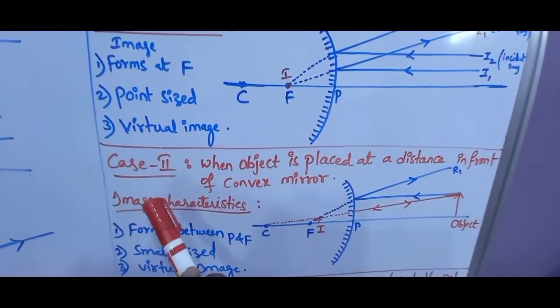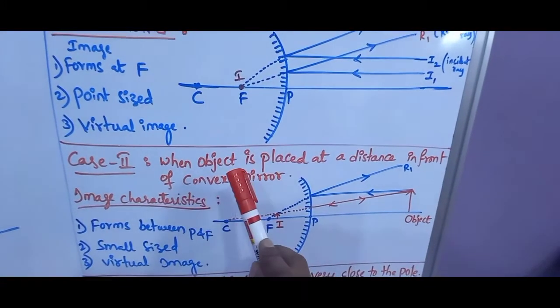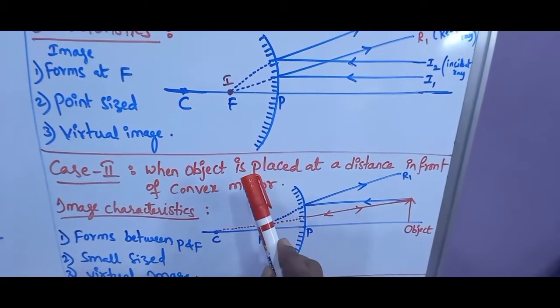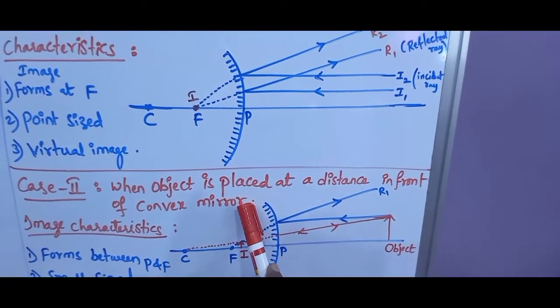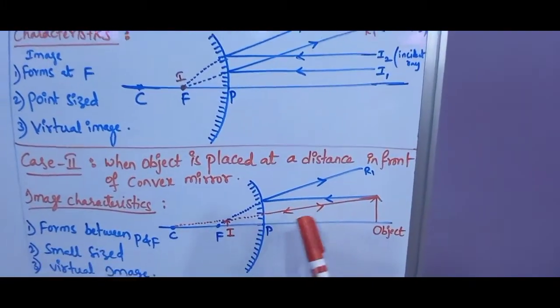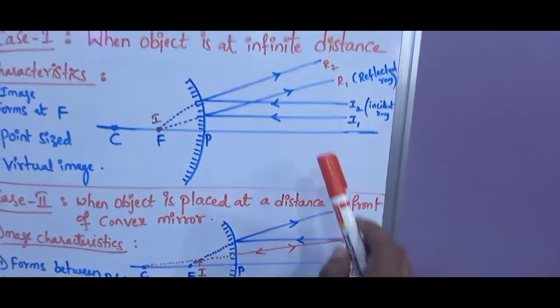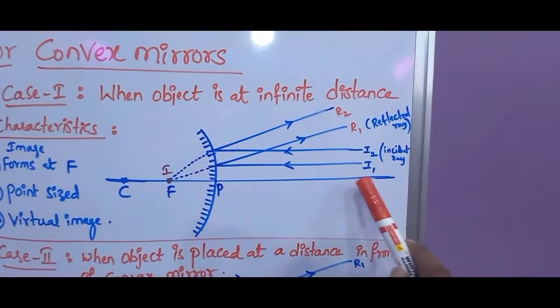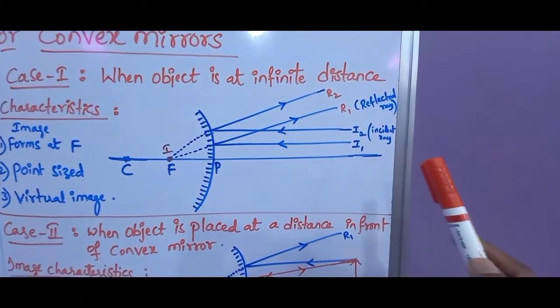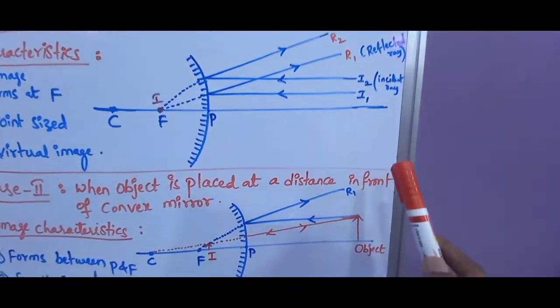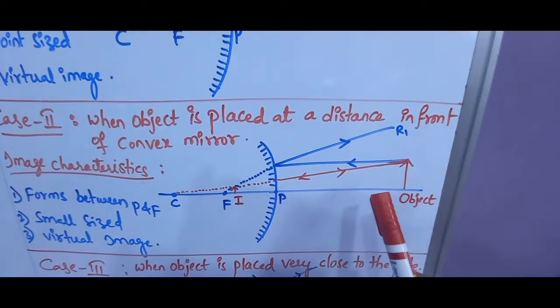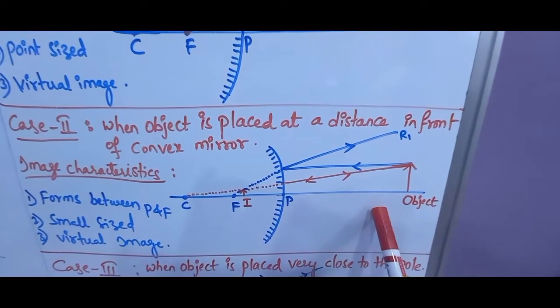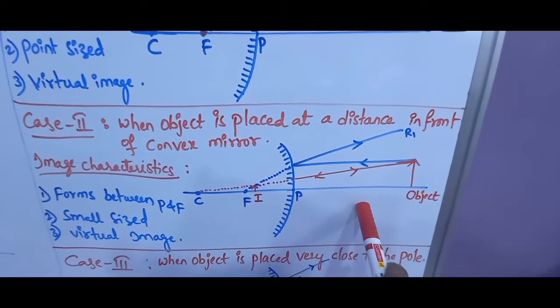Now we'll move to the second case where we are moving the object. Okay, when the object is placed at a distance in front of the convex mirror. That means here the object is placed in front of the convex mirror at some distance. In the first case, the object was at infinite distance, and we now move that object towards the convex mirror. Now what will be the position of the image?